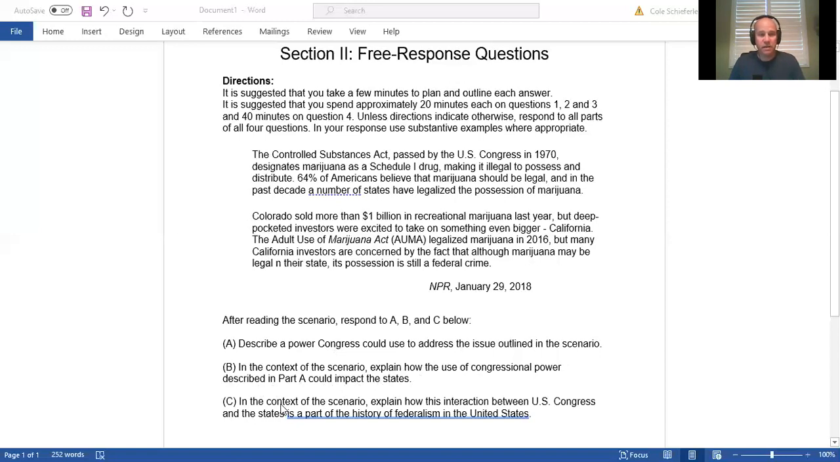And then C, in the context of the scenario, explain, there's our verb again. So we circle this, how this interaction between the US, Congress, and the states is a part of the history of federalism in the United States. So they're asking you to explain how this from Parts A and B in the scenario shows the history of federalism in the United States. So how does what this scenario creates and what you describe, the interaction between Congress and the states, show the history of federalism?